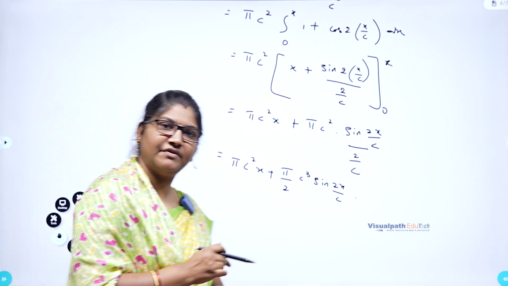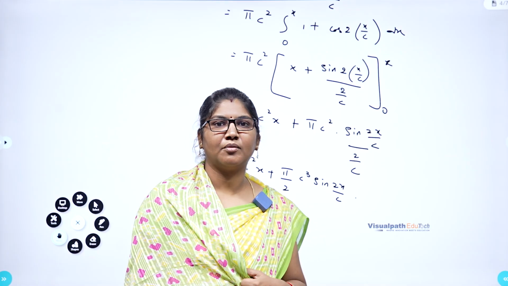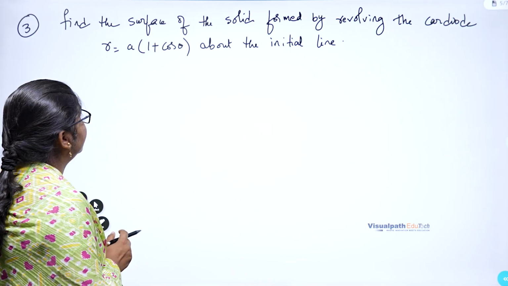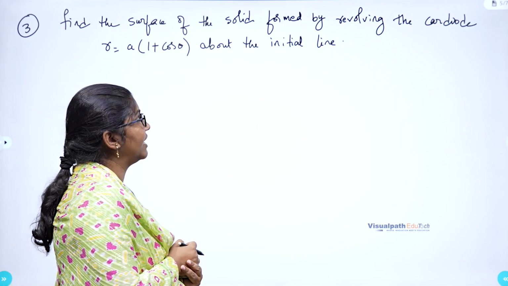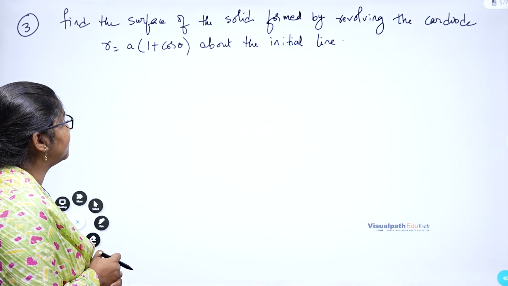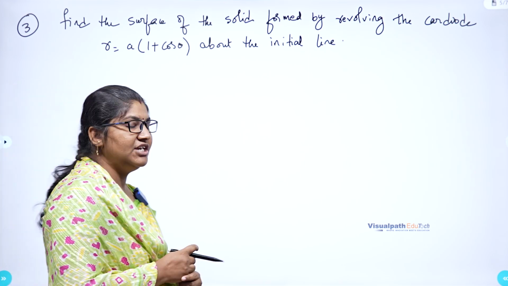And we will move on to the next problem, problem number 3 of areas. Find the surface of the solid formed by revolving the cardioid r is equal to a into (1 plus cos theta) about the initial line.